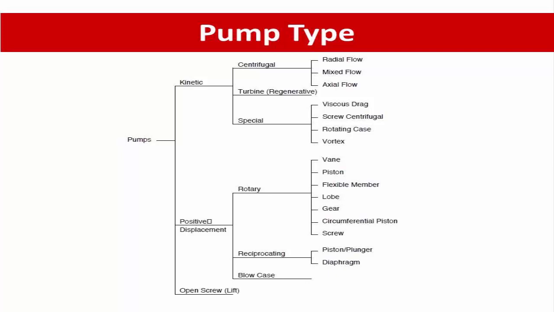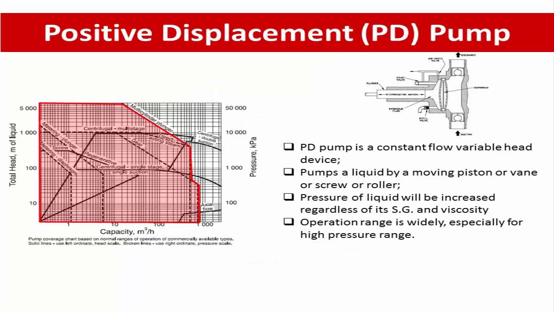Let's start with the positive displacement or PD pump. A positive displacement pump is a constant flow, variable head pump. It pumps liquid by moving a piston, vane, screw or roller. The moving of the piston will increase the pressure of the liquid and displace the liquid regardless of its specific gravity and viscosity, as long as sufficient power is available from the pump driver. This is a picture of the operation range of the positive displacement pump.